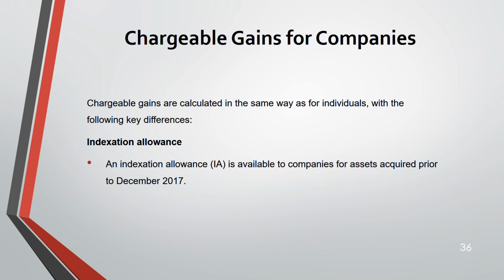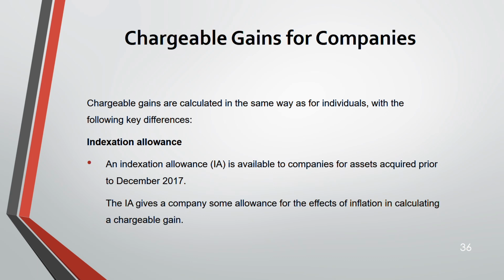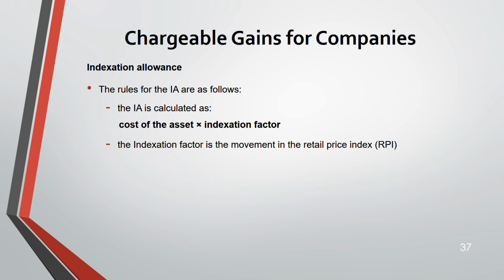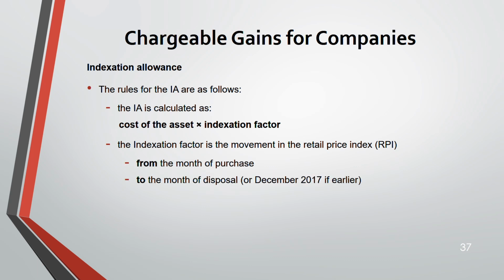IA is available for companies for assets acquired before December 2017. This gives allowances. It's like they're taking into account the effect of inflation when calculating chargeable gain. So this is how IA is calculated. You need to know this, by the way. You will be given one question where you have to calculate indexation allowance. It is very important. Cost of the asset times indexation factor. The indexation factor is your RPI from the month of purchase to the date of disposal, or December 2017 if earlier.